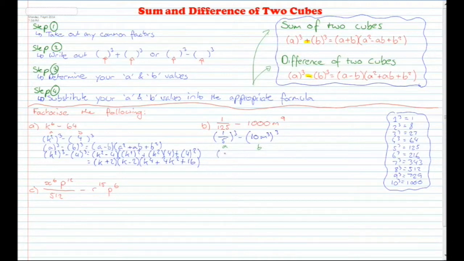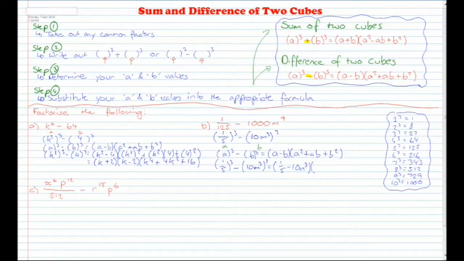So you've got a cubed minus b cubed is equal to a minus b, a squared plus ab plus b squared. Come through and substitute in now. So you've got 1 over 5 cubed minus 10m cubed is equal to a minus b. So it's 1 over 5 minus 10m cubed.